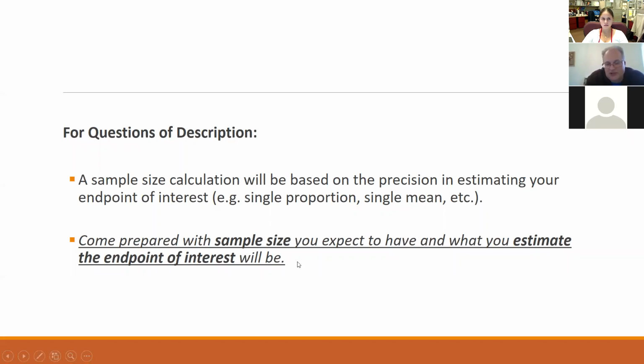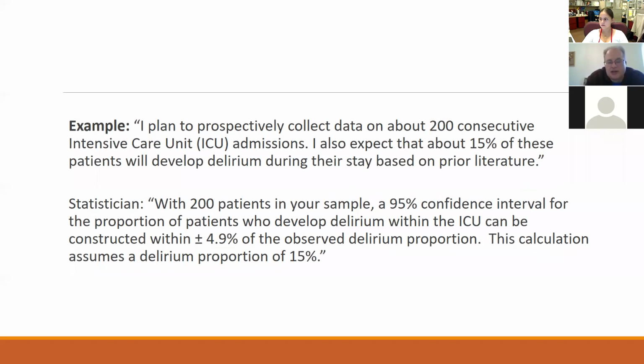For a given sample size, the statistician can help frame why that sample size is necessary for a given endpoint. An example might be an investigator comes in, they say, I plan to prospectively collect data on about 200 consecutive intensive care unit admissions. I expect that about 15% of these patients will develop delirium during their stay based on prior literature. So this is a case where the investigator is telling the statistician, I have 200 patients available that I can study.